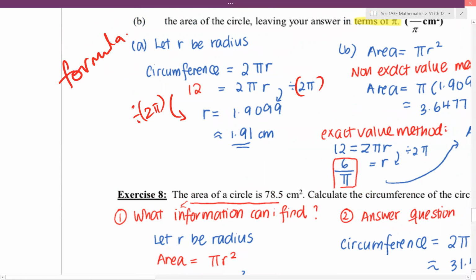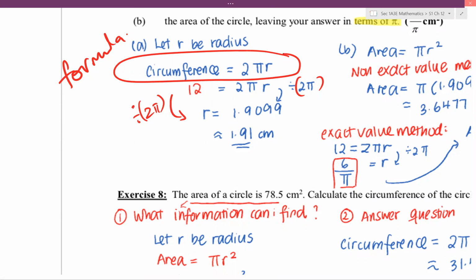Okay? So to reiterate, circumference, very simple formula, 2 pi r. It is very tempting for you to just take the circumference divided by 2 divided by pi. But I need to see the formula before you substitute. This is good practice. It is to help yourself get used to the habit.